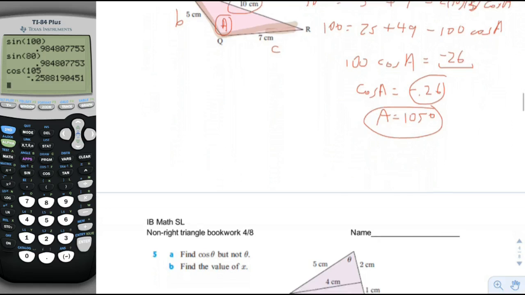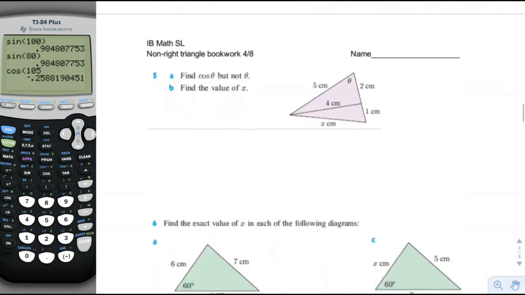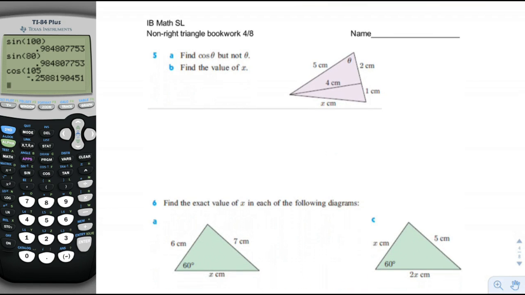Number 5. Find cosine theta, but not theta. If we want the cosine of theta, that means the adjacent over the hypotenuse. So cosine of theta is equal to 2 over 5. That is the cosine. They said not to find theta. Now, find the value of x.